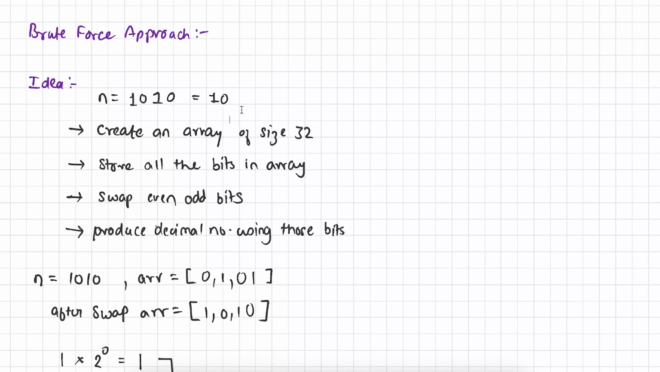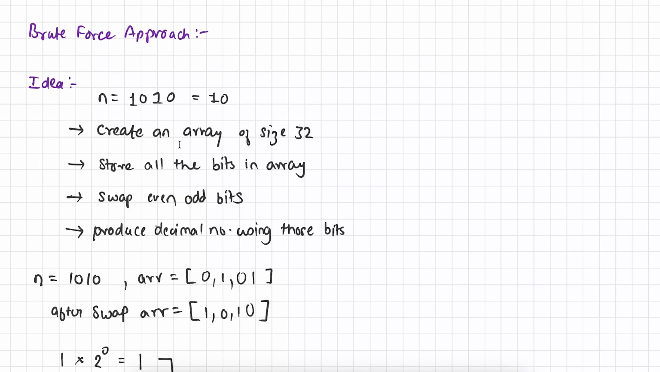We are going to create an array of size 32, and we are going to traverse this binary representation from the least significant bit to the most significant bit. In each iteration we check if the bit is set or not. If the bit is set, we store 1 in the array, and if the bit is 0, we store 0 in the array. After this step, we traverse our newly constructed array and we swap all the even and odd positions.